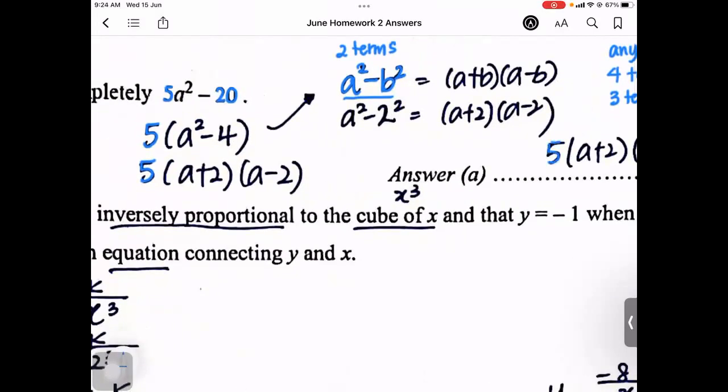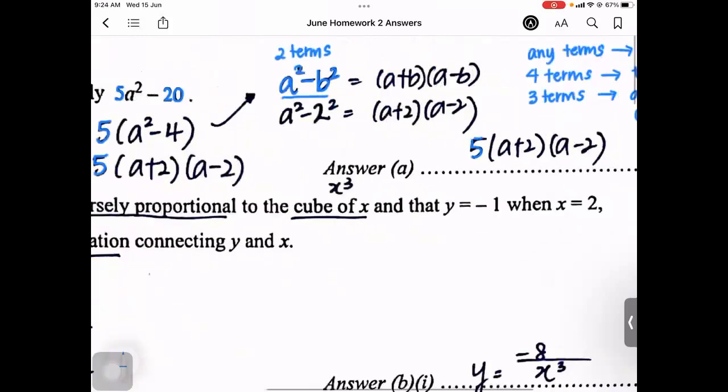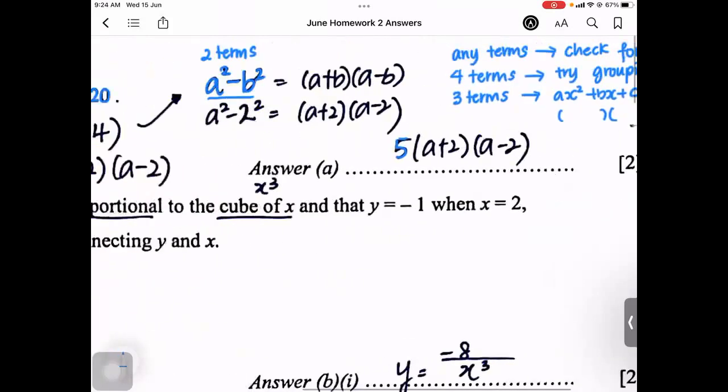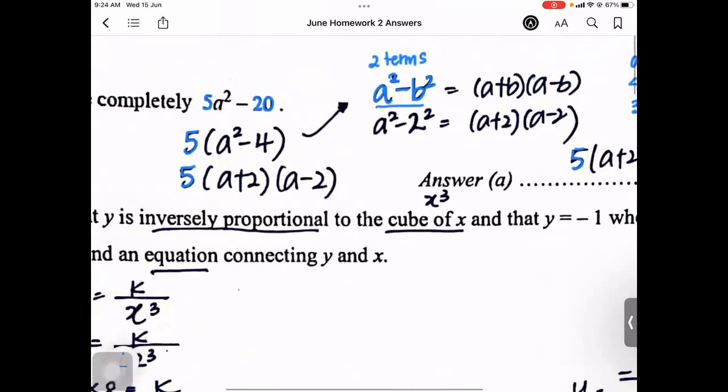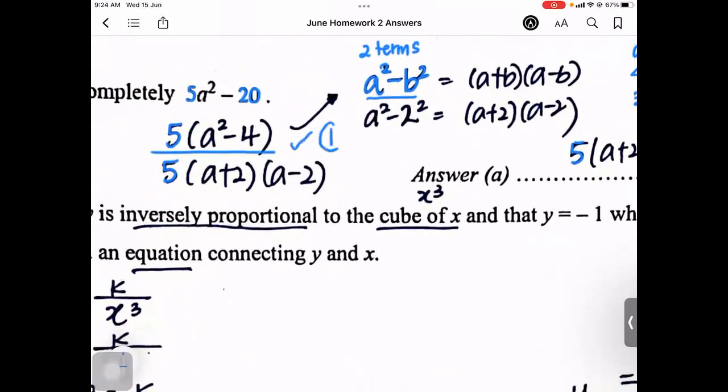The question itself has 2 marks. I think 2 marks, right? Yes. So even if you're not able to do the part 2 answer, you did this answer, you already have 1 mark. Okay, so factorization by common factor, very important. Already can get 1 mark over here.